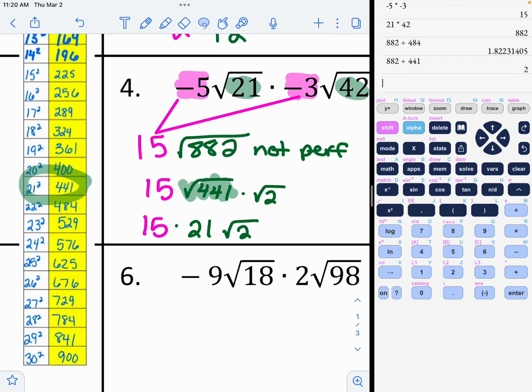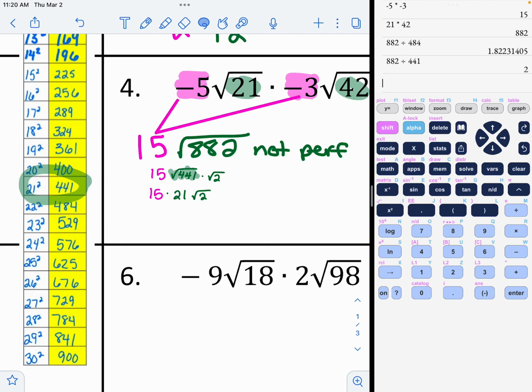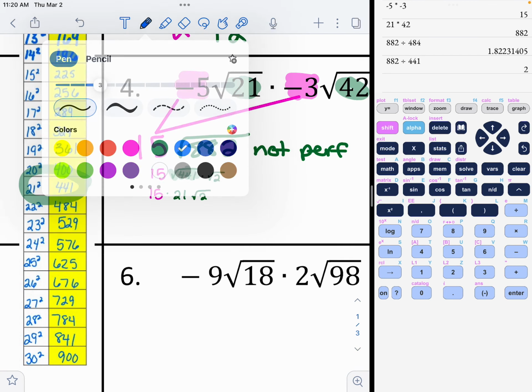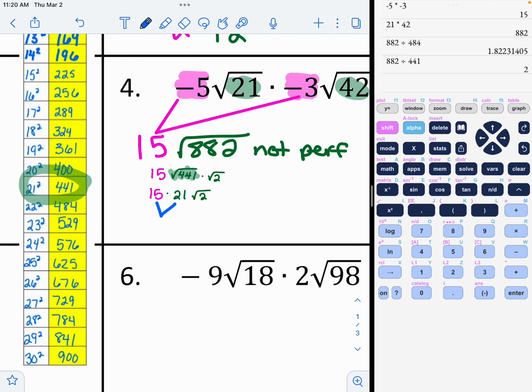And now I'm going to shrink some of this down, just this stuff right here. And I need to put together, on my last step, 15 and 21 is 315, and the square root of 2 drops down. And that's how you simplify that one.